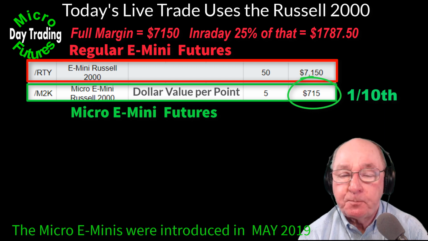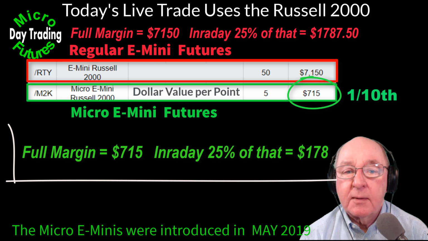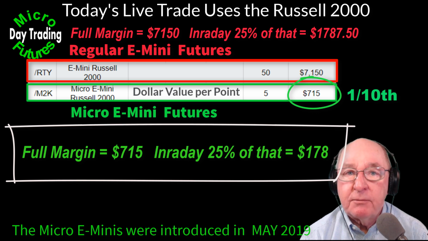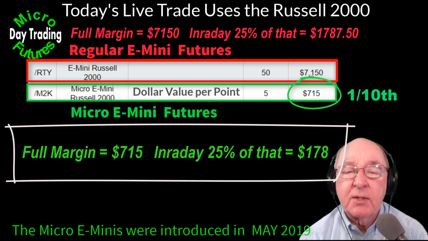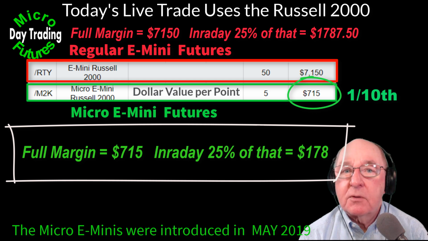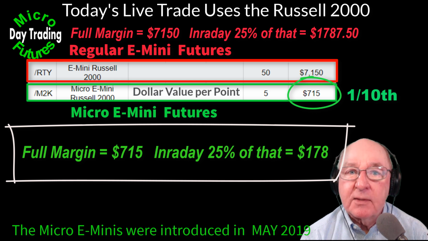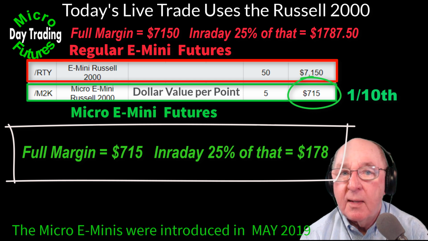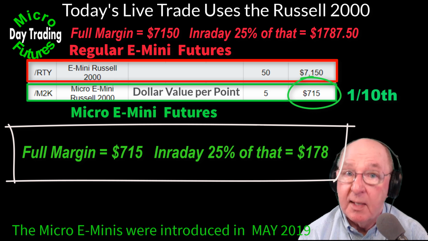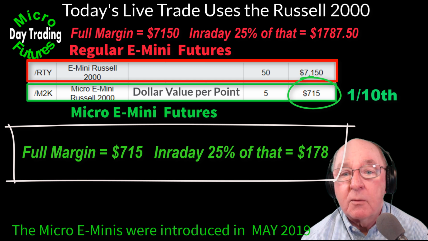Now look at the bottom line. On the Micro E-mini, the margin is $715. That's 1/10 of the $7,150. But there's more good news, because of the $715, you only have to put up about 25% of that. And that's about $178 to intraday trade one of these Russell 2000 Micro E-mini contracts. And in doing that, we're going to learn to trade small, where you can handle the risk and the money loss when you have losing trades, and believe me, you will, when you're learning how to trade.